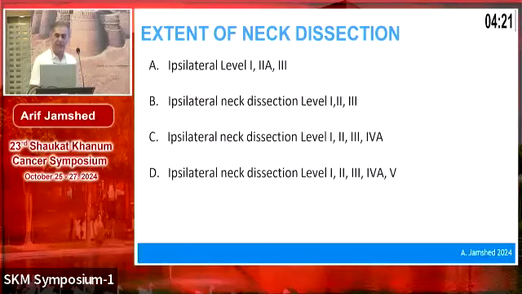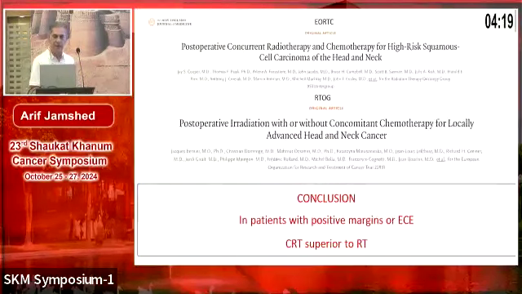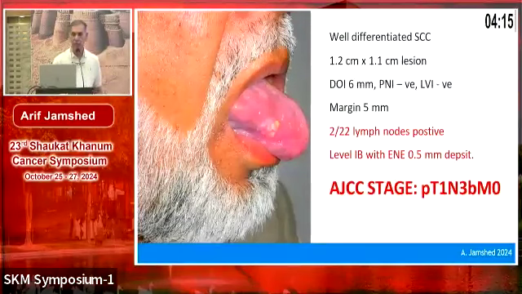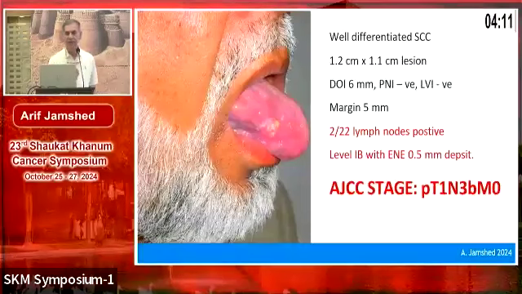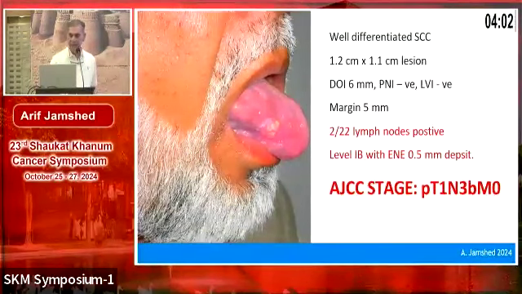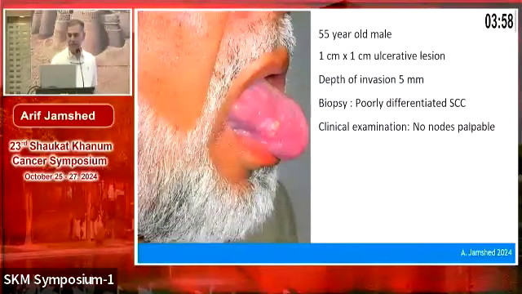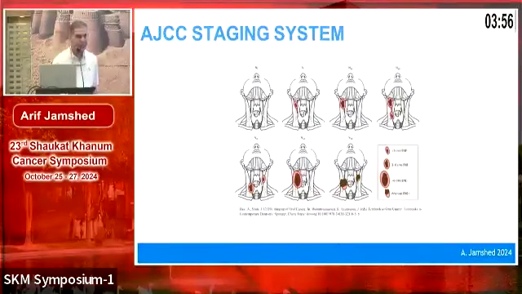So extent of neck dissection we have covered in this. I'll make it a little bit more difficult for you now. So this is the same patient, and in the same patient, the pathology comes back as pT1, N3B, M0. Now, before I discuss this, I'll just tell you the limitations with the AJCC staging.